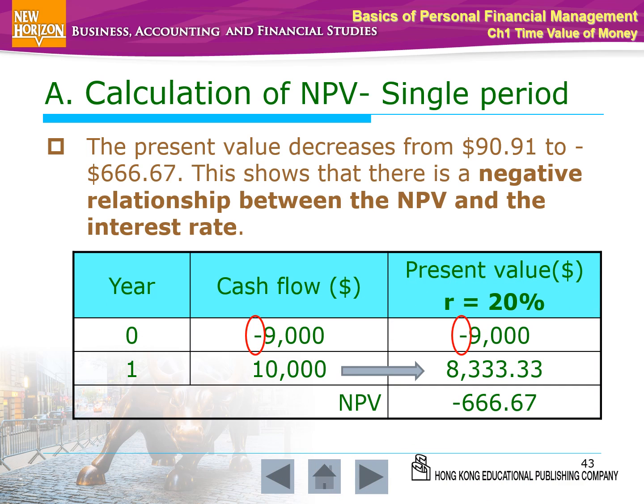Okay, this is the summary of what I've told you, that the net present value and the interest rate have a negative relationship between each other. You see that for year one, from cash flows, $10,000 cash flow, when making use of the interest rate of 20%, it becomes $8,333. And so that means there will be a decrease in the present value. So the net present value becomes negative in this case.